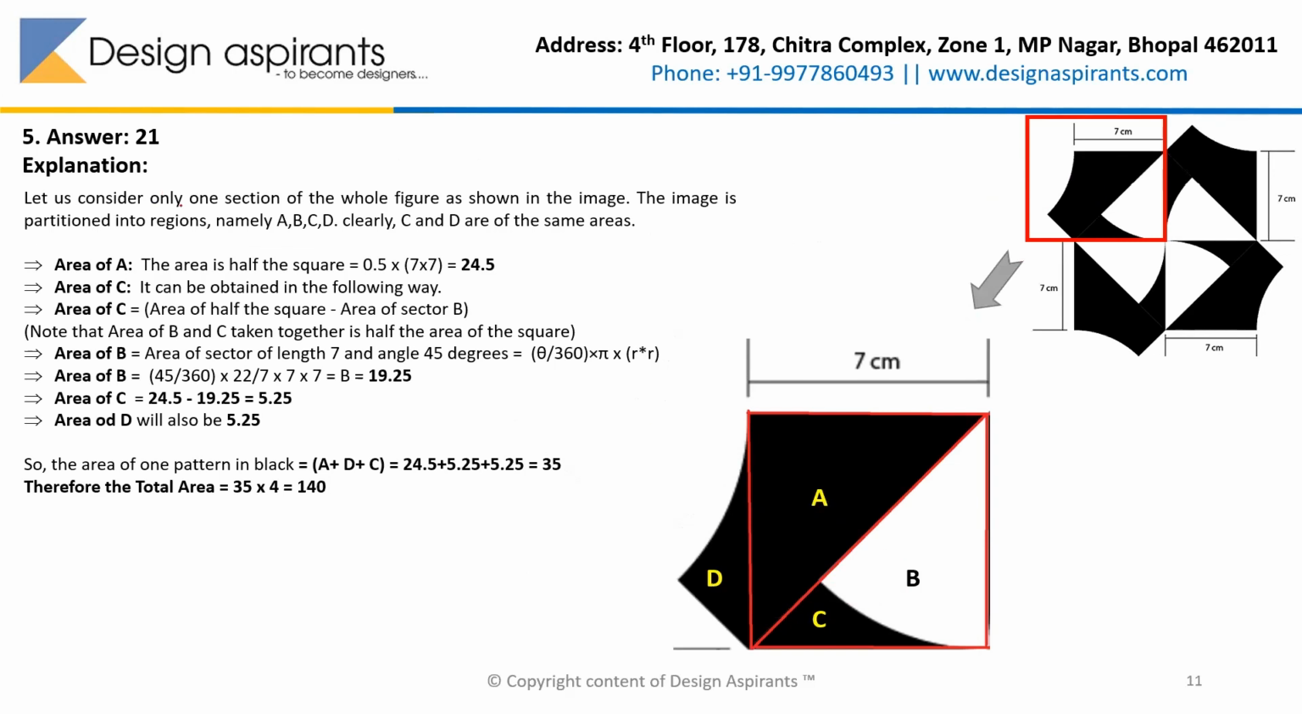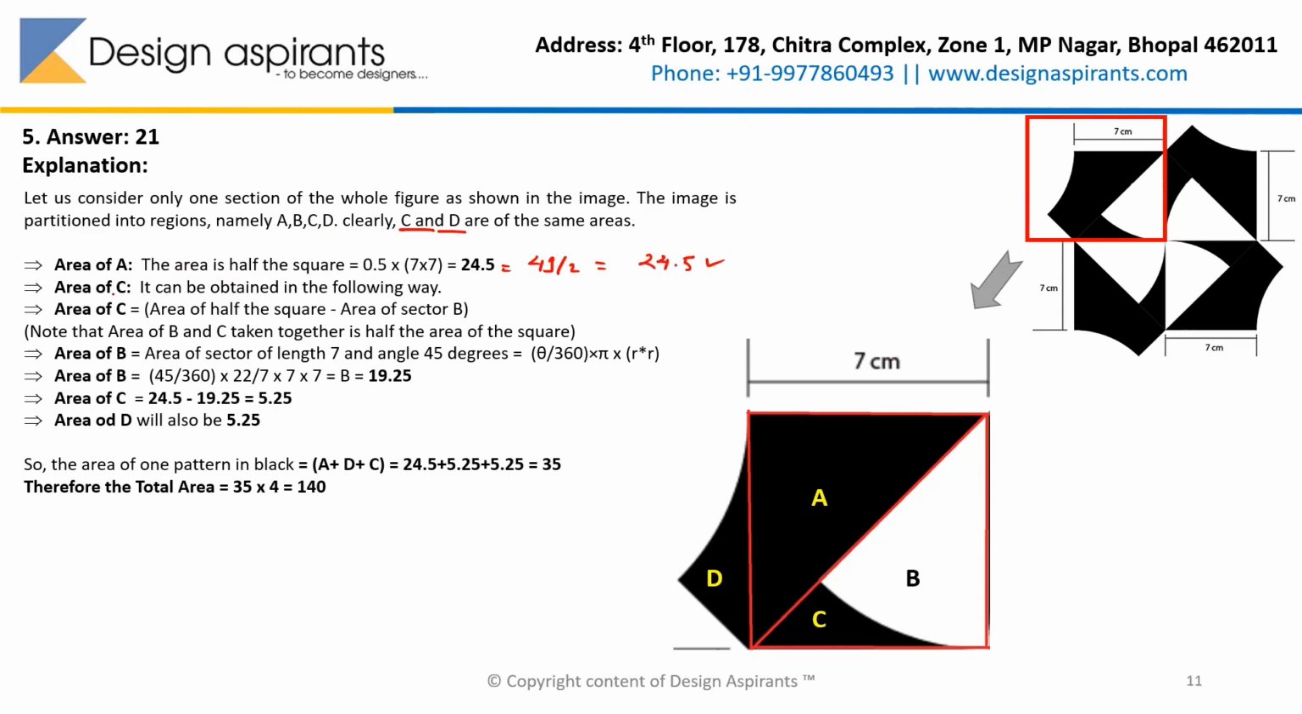Now let us consider only one section of the whole figure. The image is partitioned mainly as A, B, C, D. We clearly see area of C and D is equal. See this, this is what I was mentioning. Now what is the area of A? Can we find the area of A? It is half of the square. Now the area of the whole square is 7 into 7, that is 49. So this is nothing but 49 by 2, which comes as 24.5. So area of A we have got.